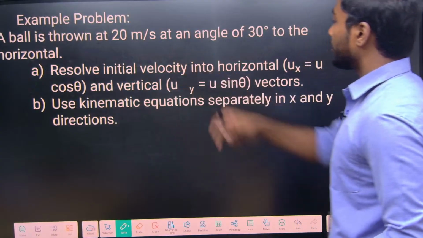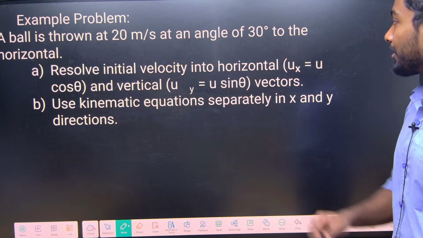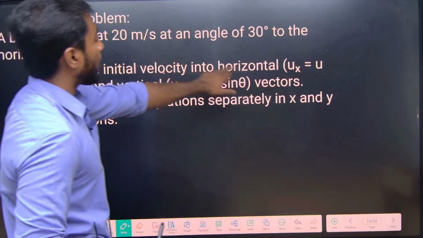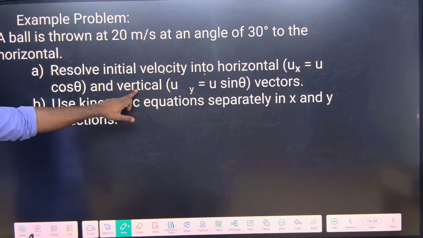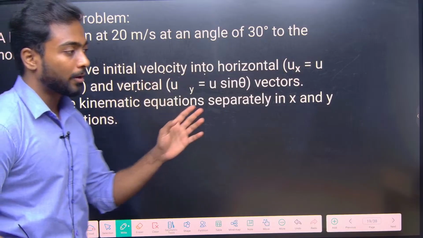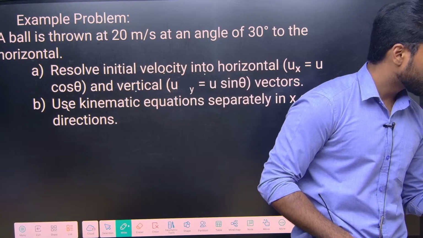A ball is thrown 20 meter per second at an angle 30 degree to the horizontal. Resolve the initial vector. So initial velocity in horizontal ux is cos theta, vertical uy is sin theta. Only just a vector, that's it. No need to solve the height and so on.